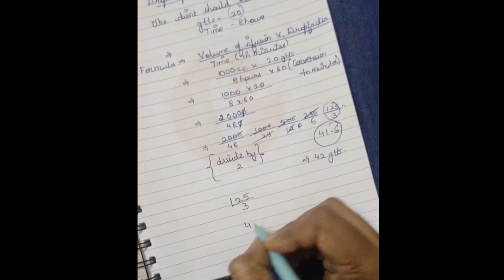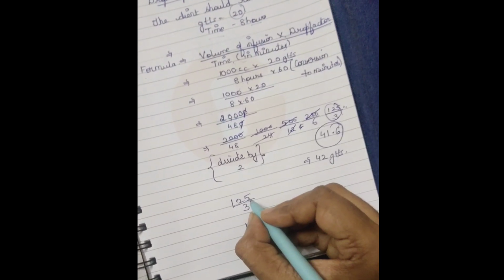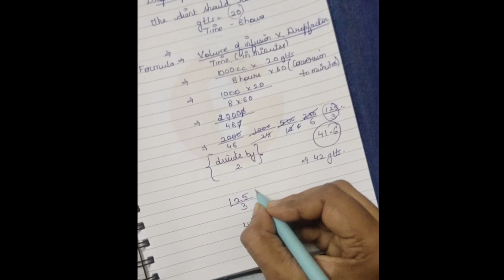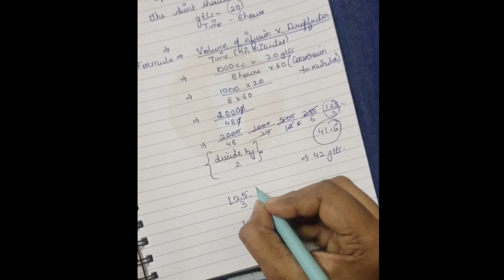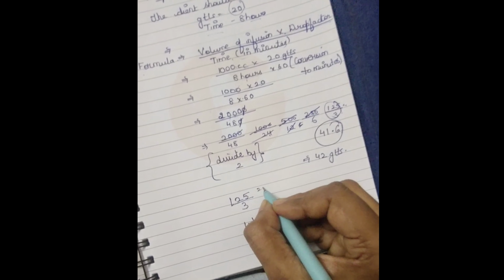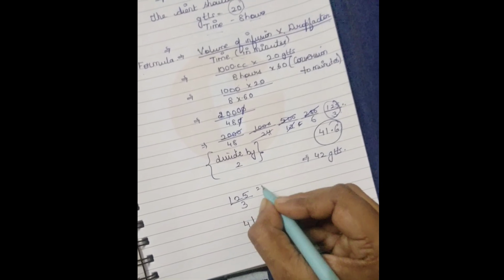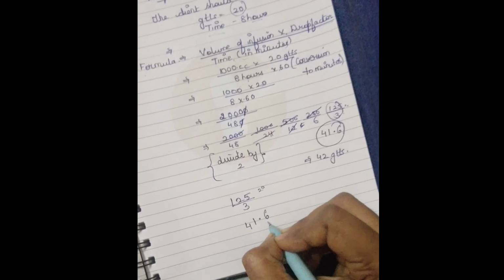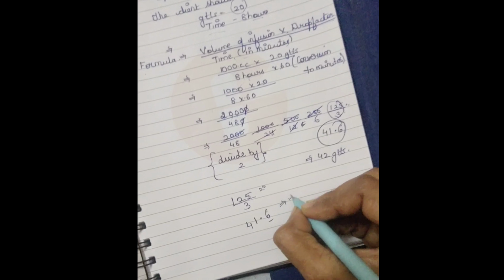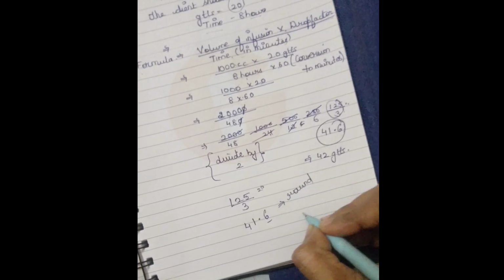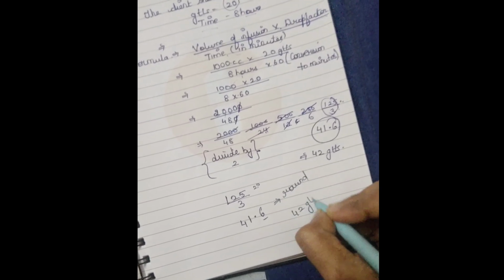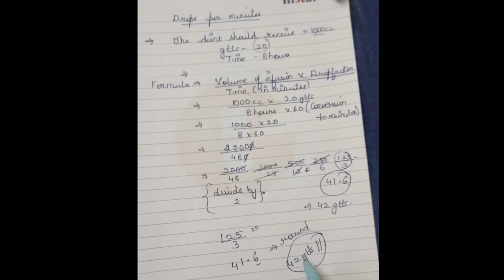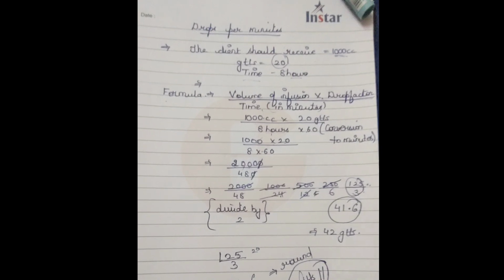So 3 4s are 12. Here we have 5. So 3 1s are 3, and we have remaining 2. Right? So 3 1s are 3, 4 5, so 2 will be there. To get 0, we have to place a decimal here, and 3 6s are 18. We need not go for the next and next level, so we have to round off. If the decimal is above 0.5, we round it to the next number, that is 42 GTT. So this is how we got the answer in the question.